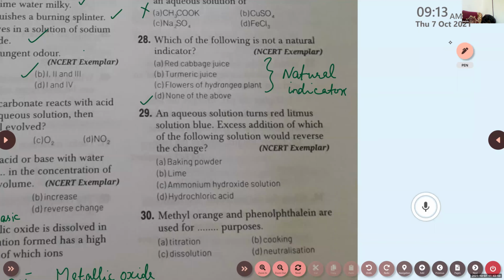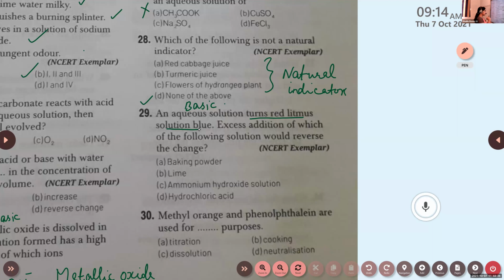Is it acidic? Acidic is blue litmus to red, not red litmus to blue. Acidic or basic? Basic. So this aqueous solution is basic because it turns red litmus solution blue. Then excess addition of which of the following solution would reverse the change? Reverse the change means blue litmus again to red.